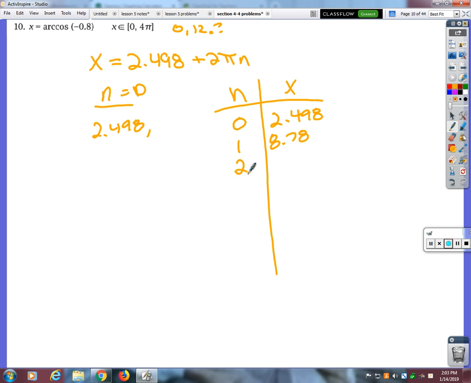How about if I plug in 2 for n? What is 2.498 plus 4 pi? It's 15.06. So we're definitely over. That means our only two solutions are 2.498 and 8.78. Great question. You can only use whole numbers for n.